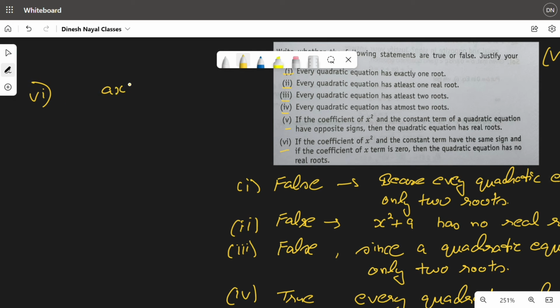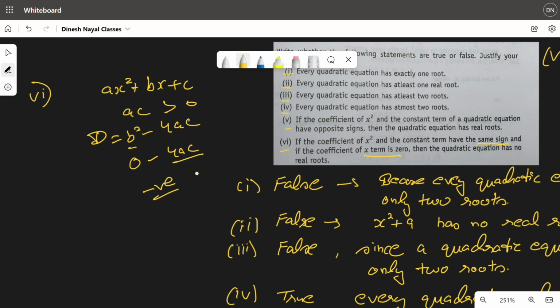As we can see, ax square plus bx plus c equals 0. They are saying the coefficient of x square, which is a, and the constant term c, when they have the same sign, that means ac is greater than 0. ac will be positive when there is the same sign. And the discriminant, we know, is b square minus 4ac. Now see, the x term is 0, so this is 0 minus 4ac. Now ac being positive, minus 4ac total value will be negative. Hence this will be less than 0. So this will have no real roots. Hence this statement is true.